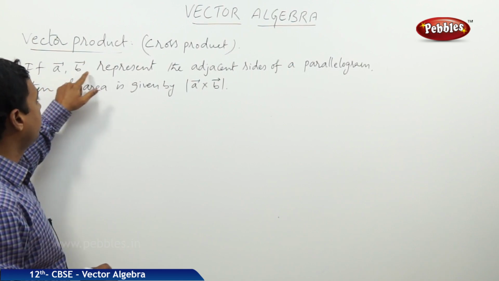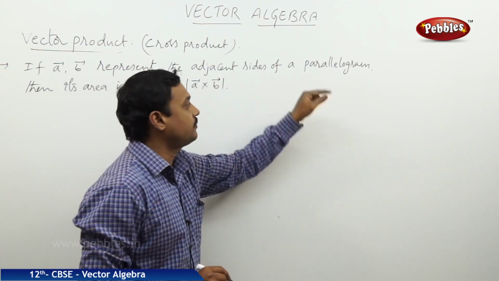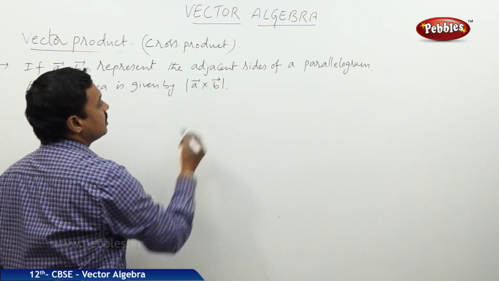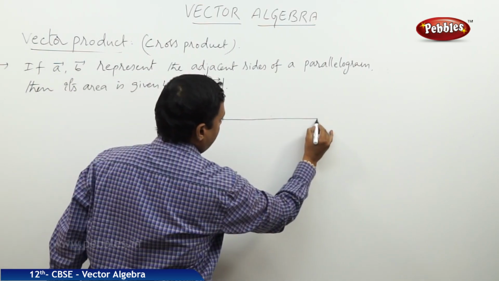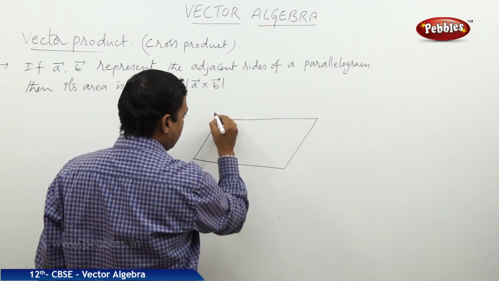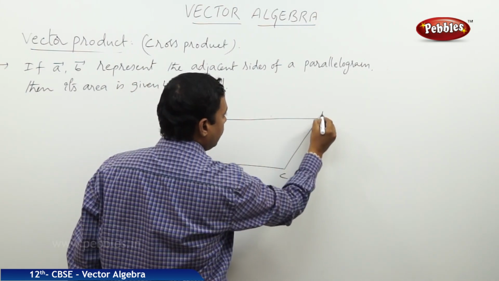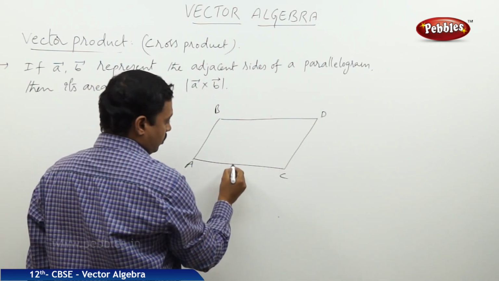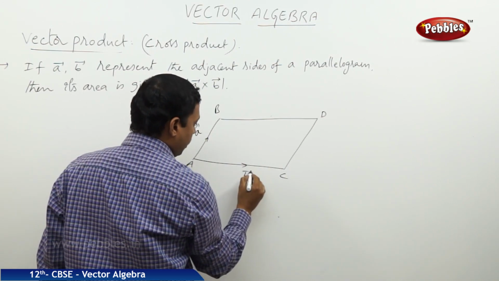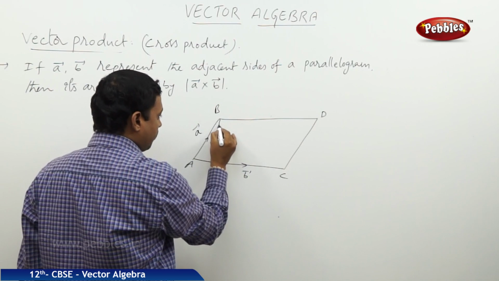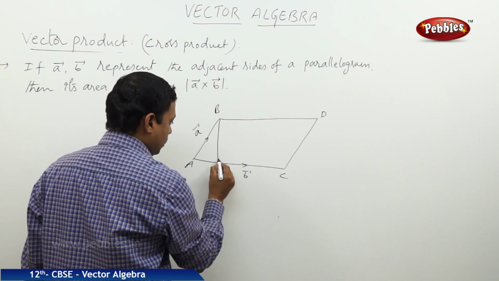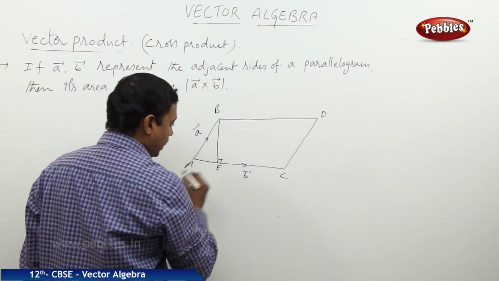If a bar, b bar represent the adjacent sides of a parallelogram, then its area is given by modulus of a cross b. Now let us take a parallelogram A, B, C, D. Now AB bar is equal to a bar, AC bar is equal to b bar, and let us take one perpendicular from B to the opposite side AC. Let the foot of the perpendicular be E.